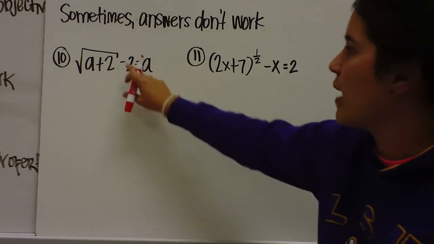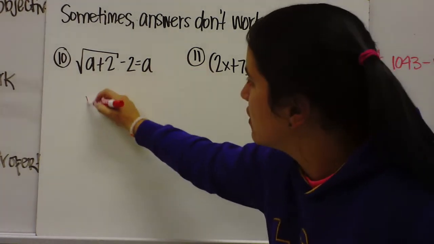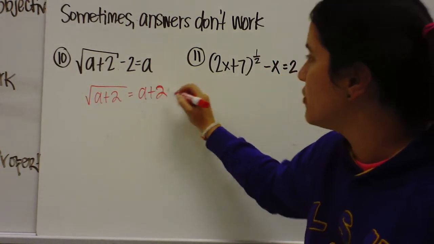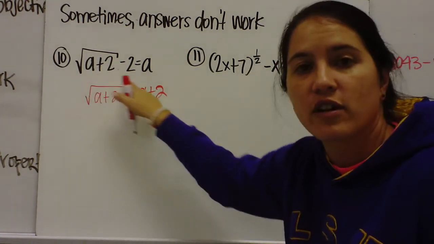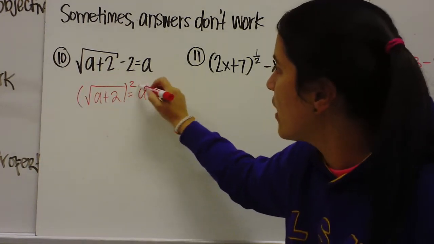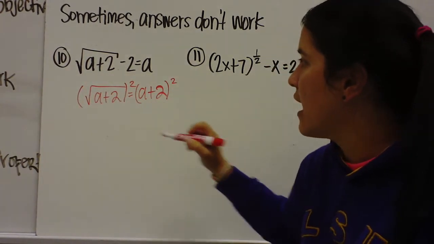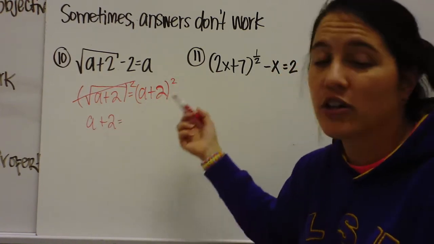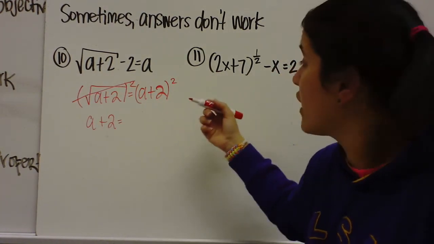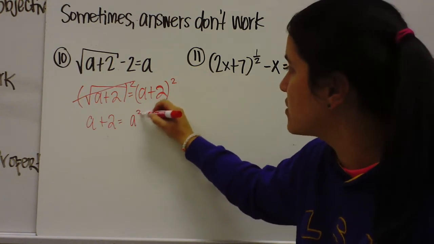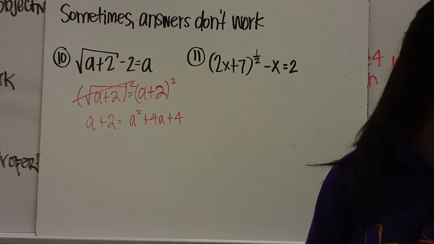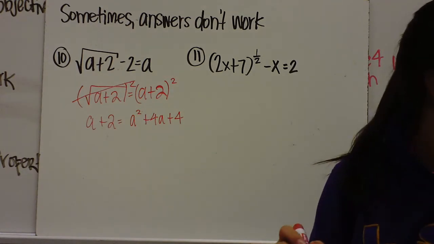I'm going to add 2 to both sides. So I get the square root of a plus 2 equals a plus 2. In order to get rid of the square root, I must square both sides. And that cancels, so I'm left with a plus 2. And over here I have a binomial that I need to multiply, and I'm going to be left with a squared plus 4a plus 4.